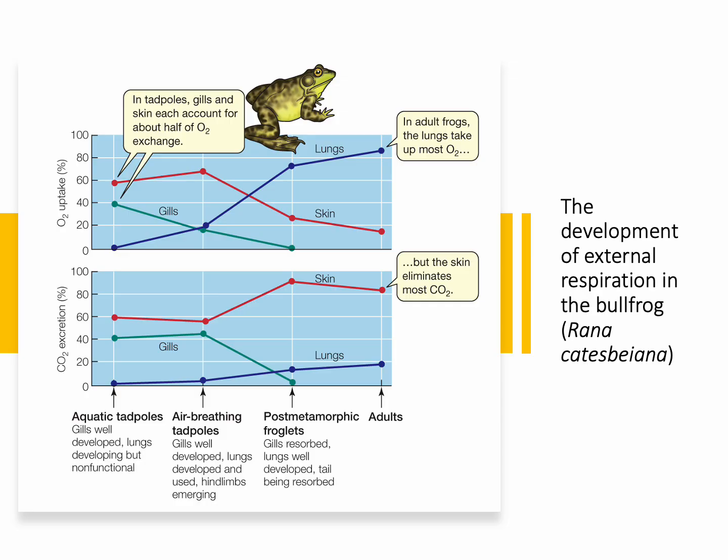Now, carbon dioxide, it's about half and half skin and gills in the aquatic tadpoles and the air-breathing tadpoles. But again, as the gills go away, the lungs are going to take over a little bit, but not very much. Most of the carbon dioxide is still lost through the skin.